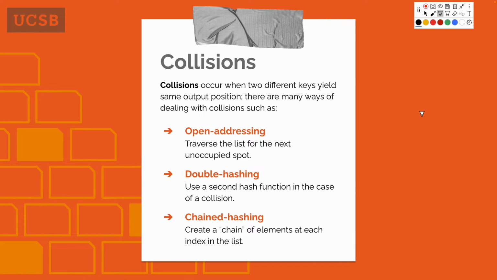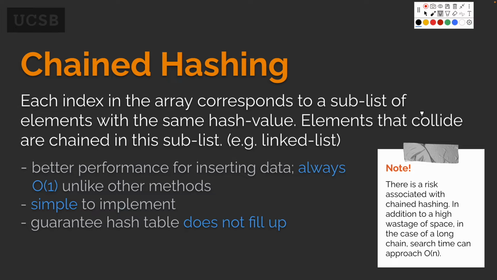But chained hashing isn't the only way of solving this. You can see there's many ways of doing it. These are some of the common ways. One of them is open addressing, in which we just traverse the list for the next unoccupied spot. Another one is double hashing, in which we can have a second hash function like g of x, and in the case of a collision, we use g of x instead of h of x to find the position. And the third one, which is what we're going to be talking about today, is chain hashing, and I'm going to be going over that in detail. And all of these have their advantages and disadvantages, and you just use whichever one is best for your situation.